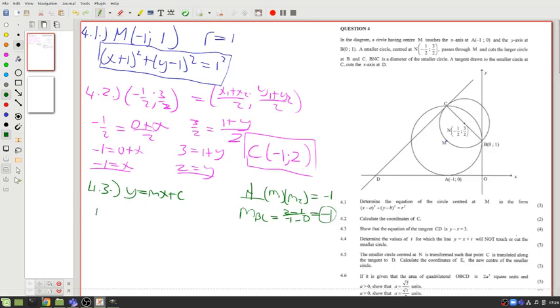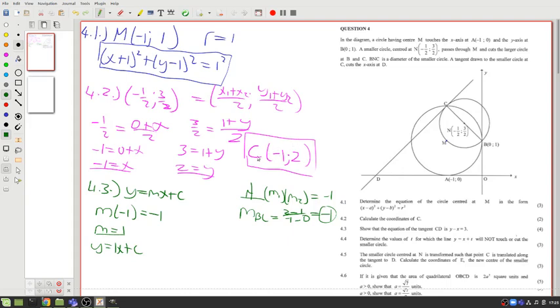So for our gradient, we'll say the gradient we want times the gradient we have of the perpendicular lines must equal -1. Divide both sides by -1 and we get m equals +1. So far we have y equals 1x plus c. Now to find the c value, we can substitute any point that lies on our line.